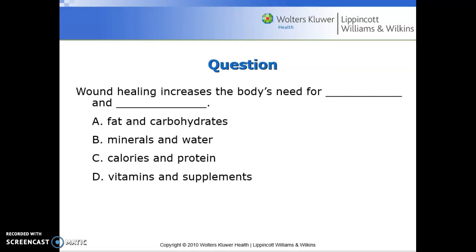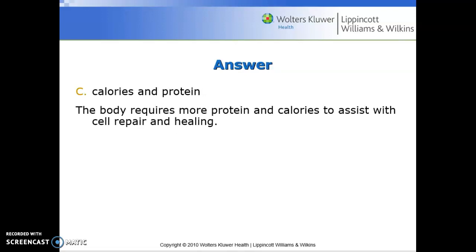Wound healing increases the body's need for blank and blank. The answer to this question is going to be calories and protein, okay? Calories and protein are essential to good wound healing. So we need to teach these folks that have a wound or have issues healing: increase your calories, increase your protein, because these are going to help you. This is going to help those wounds heal and repair.